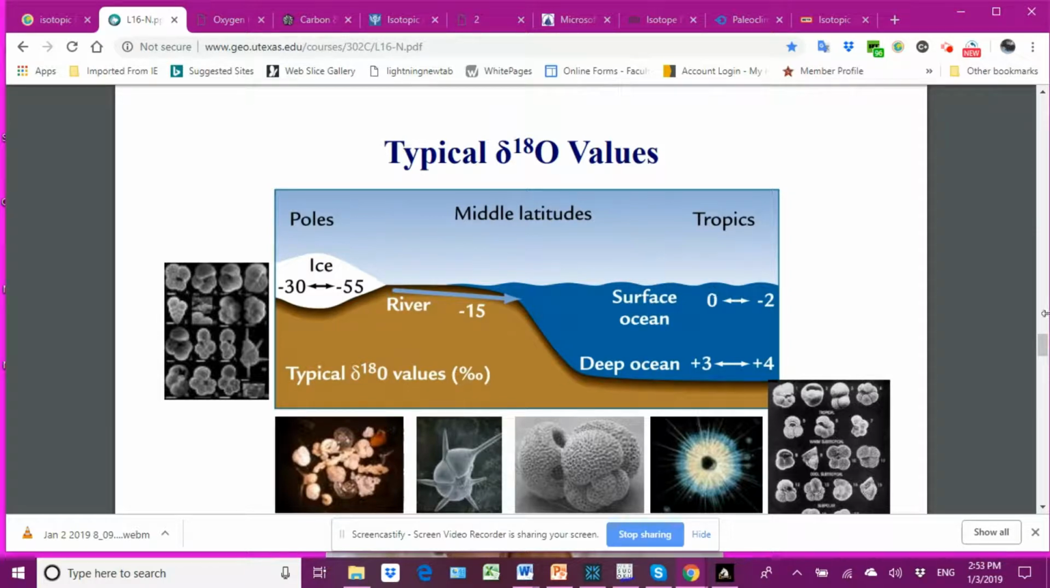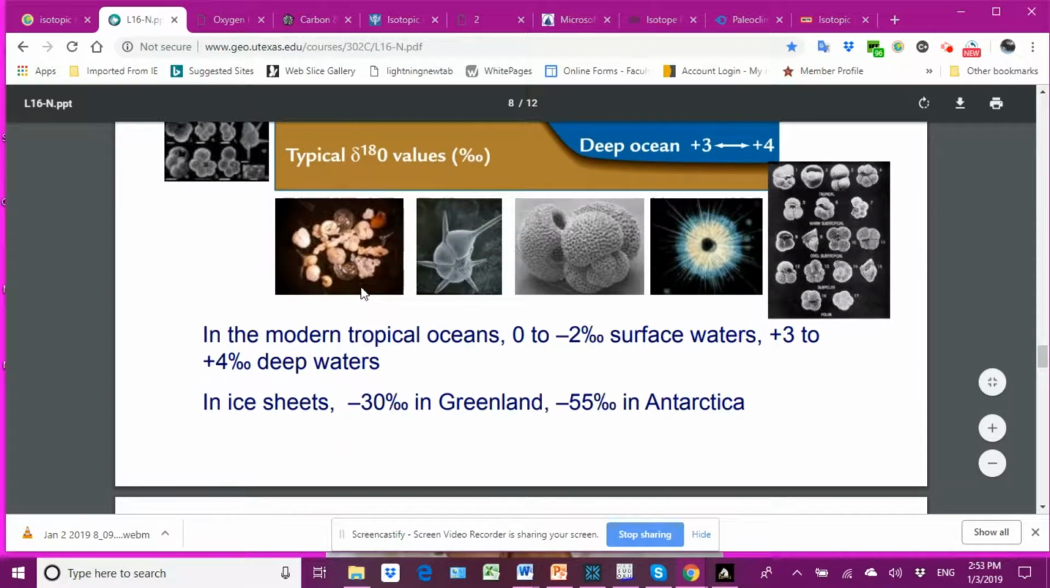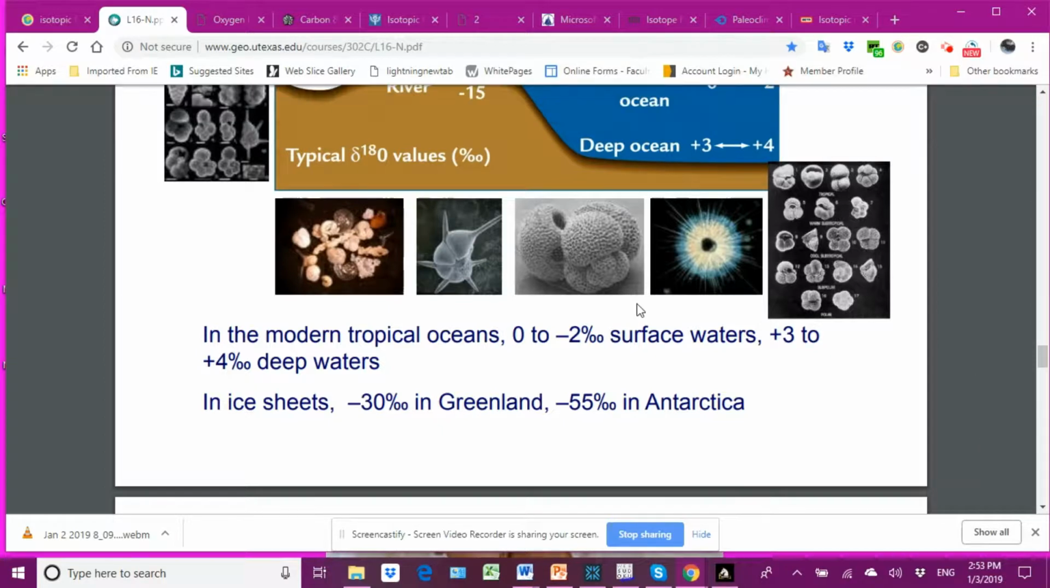And here are some photos of microscopic organisms. These are the shells that the organisms will build, and this is where we measure typically either silicate, if it's like a diatom, or calcium carbonate for other organisms like forams, or foraminifera. We just call them forams for short. Or coccolithophora, we call them coccoliths for short.